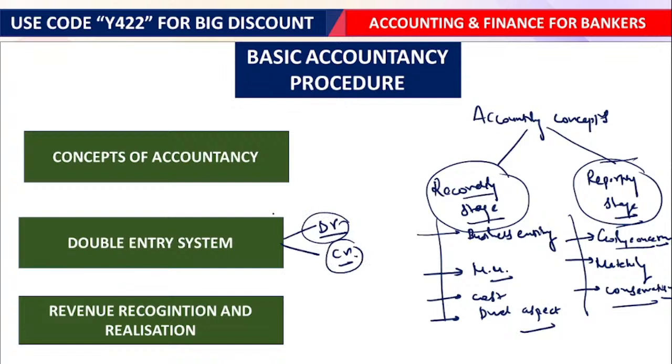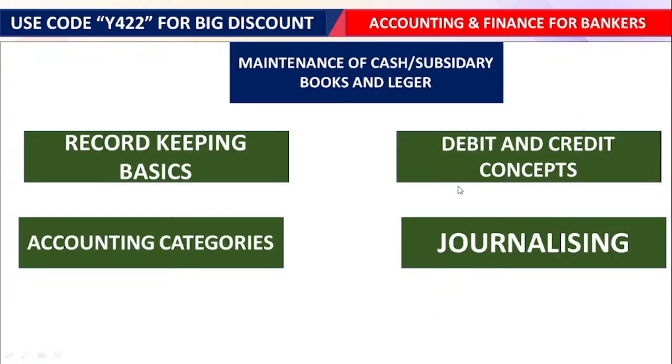Okay, so you are just going to understand what the double entry system is, and how the debit and credit transactions are maintained. After that, revenue recognition and realizations, that is just some theoretical part that you just have to read through. Okay, so these are the topics you have to understand in this chapter, and this chapter is the most important. Another chapter is maintenance of the cash or subsidiary books and ledger, and this chapter is also very important in module B.